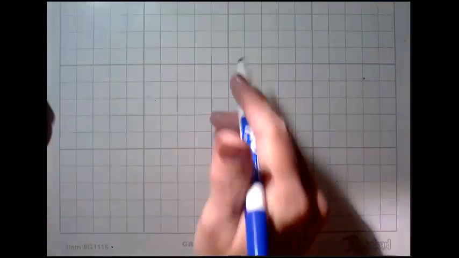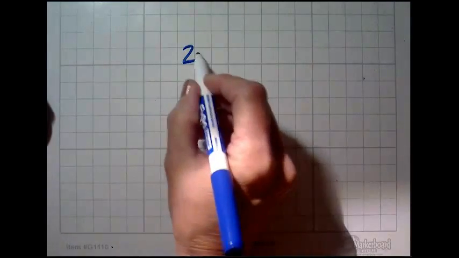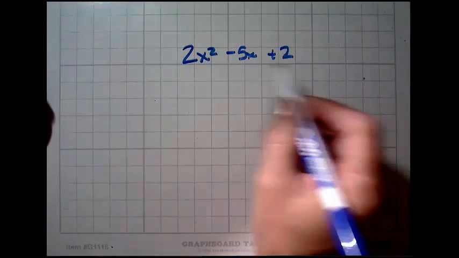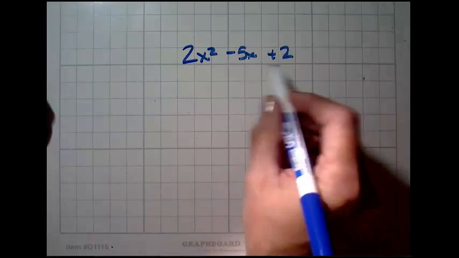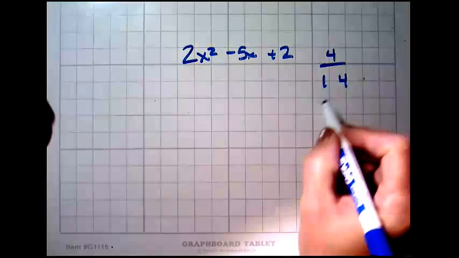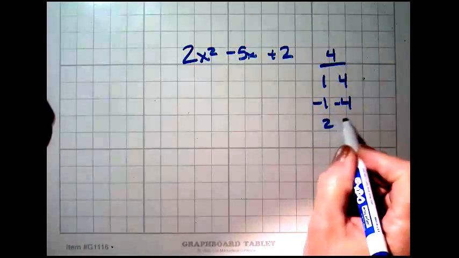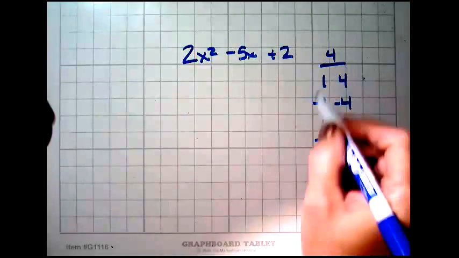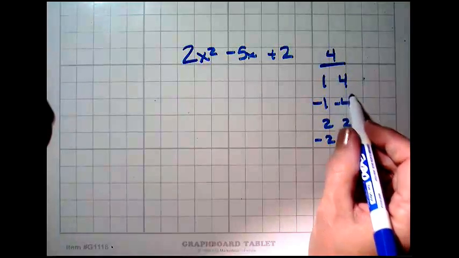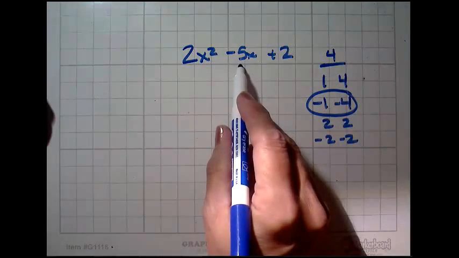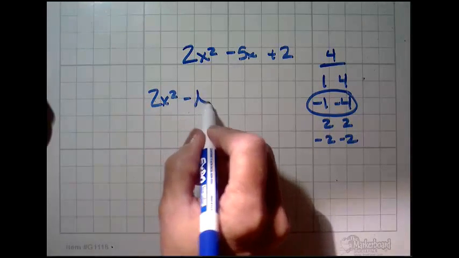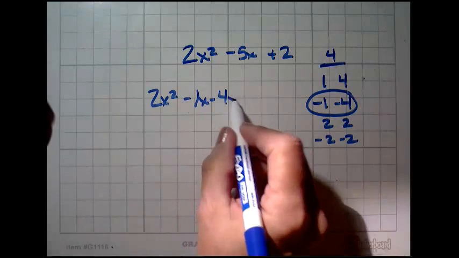Let's throw a couple negative signs in here because we haven't done any with negative signs yet. 2x squared minus 5x plus 2. So again, because this isn't a 1, I need to multiply a and c together and get 4. My factors of 4 are 1 and 4, negative 1 and negative 4, 2 and 2, negative 2 and negative 2. And when I add those together, 1 plus 4 is 5, negative 1 plus negative 4 is negative 5. That's the set I want because I want to equal this negative 5, this b term. 2x squared minus 1x minus 4x plus 2.